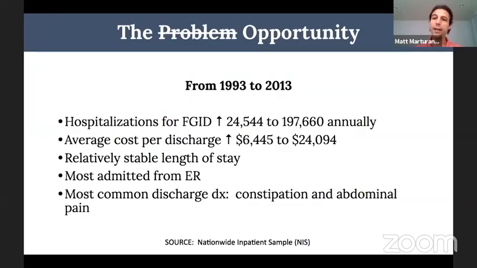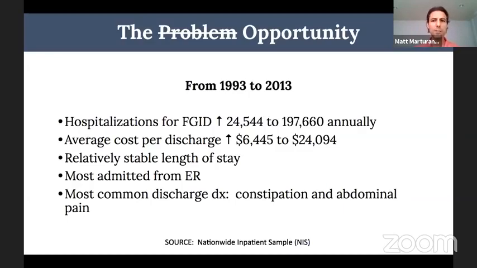And keeping in mind that these are conditions that don't really require hospitalization. In other words, they're not life-threatening, they're not very serious, but they cause enough distress, enough frustration, enough concern that people are showing up at the hospital.